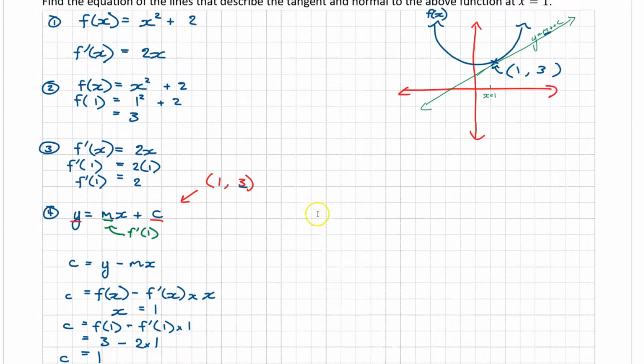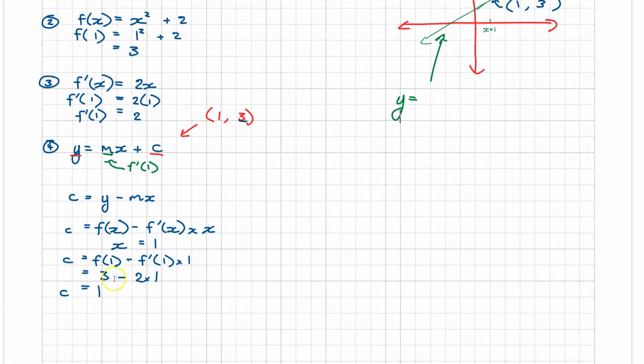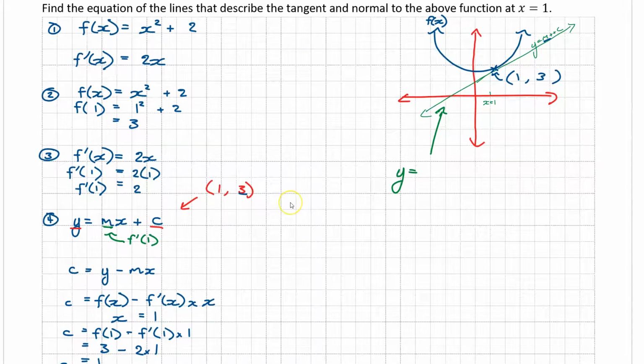So therefore, putting it all together, this line here is explained by the equation y equals, and our gradient was, what did we say? The gradient was equal to 2, so y equals 2x plus 1.